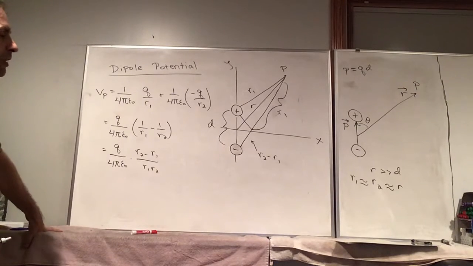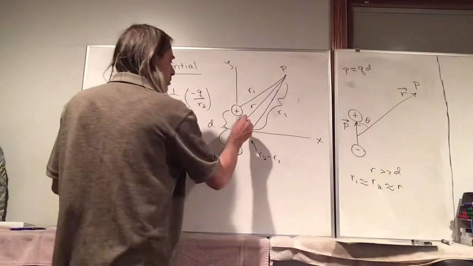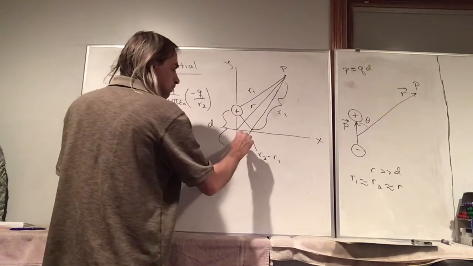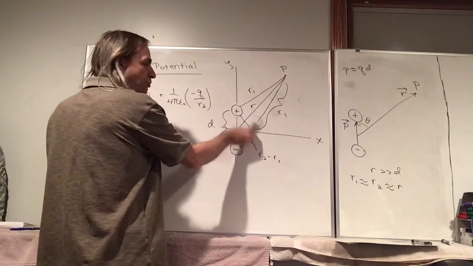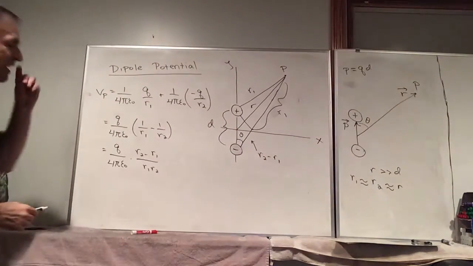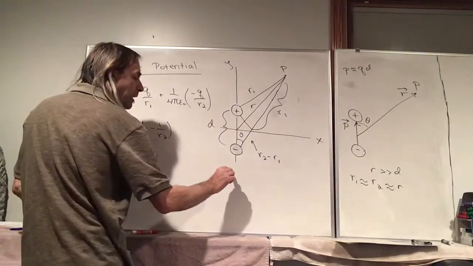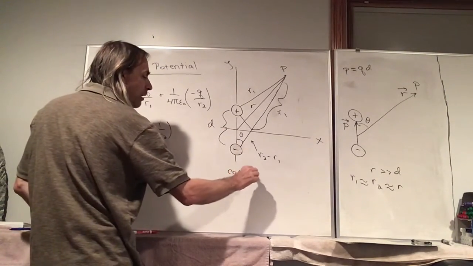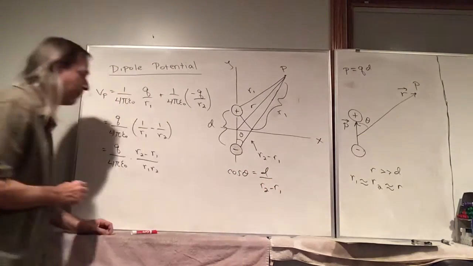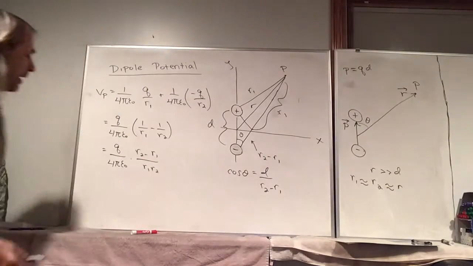Let's look at this picture here. We have this angle here is theta. Basically, these lines are essentially parallel, so we say that that is theta. And from this triangle here, we can say cosine theta is d over r2 minus r1. So r2 minus r1 is d cosine theta.